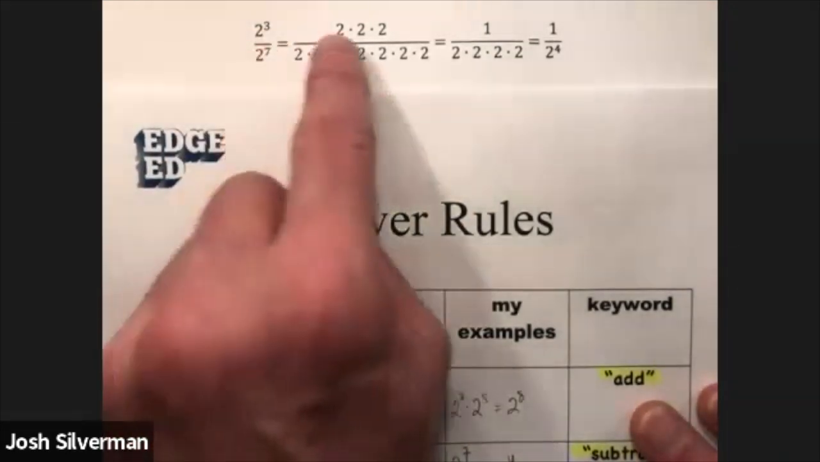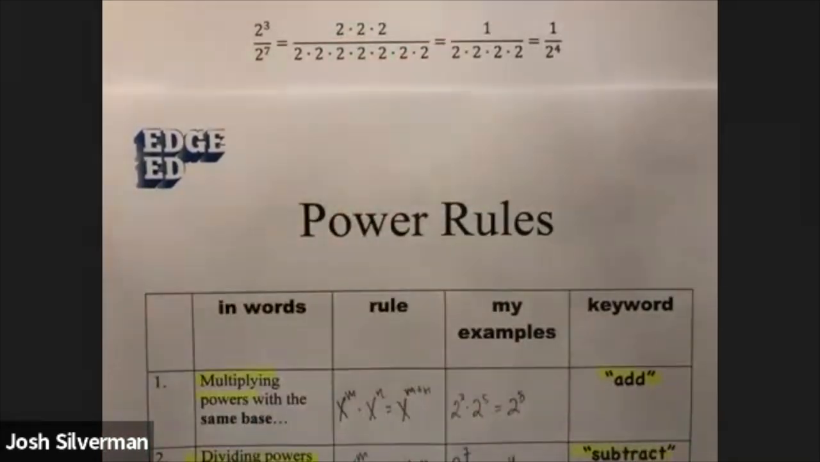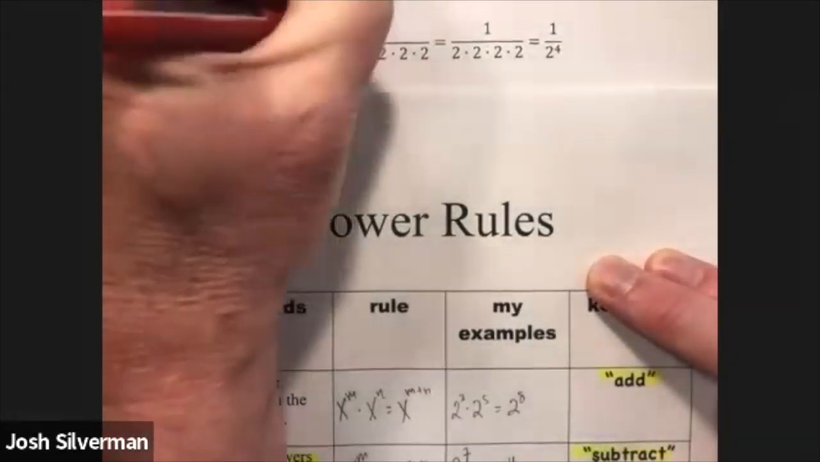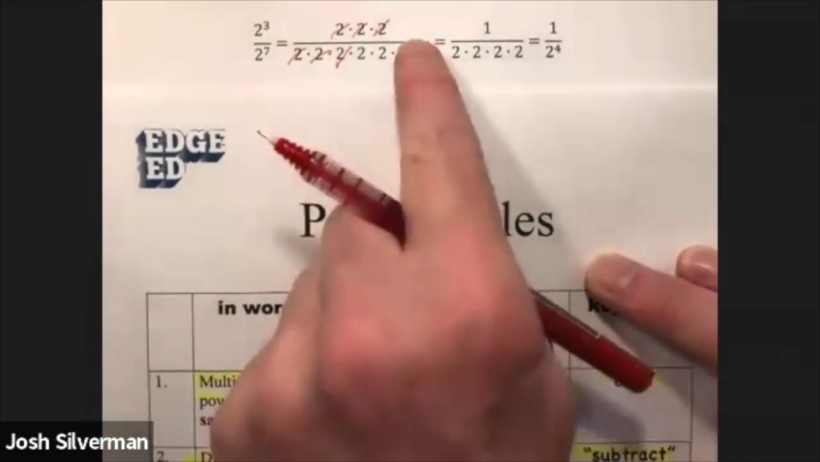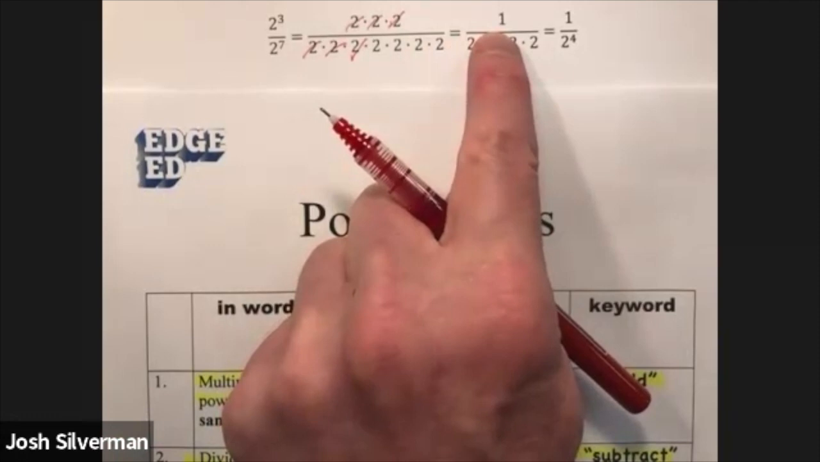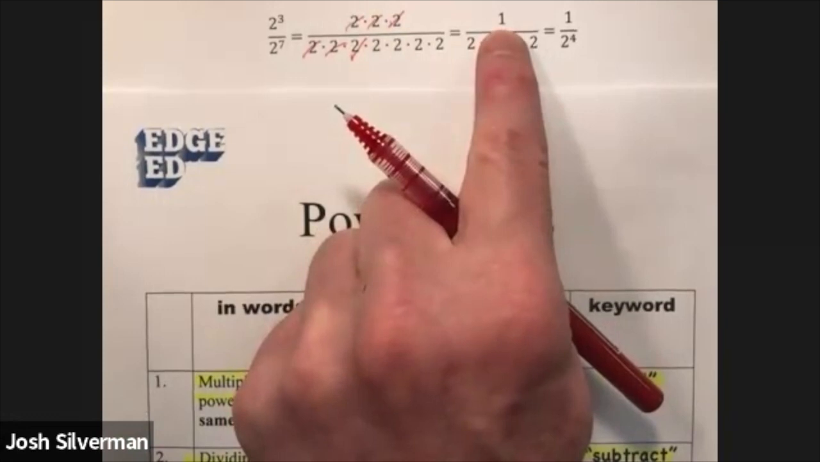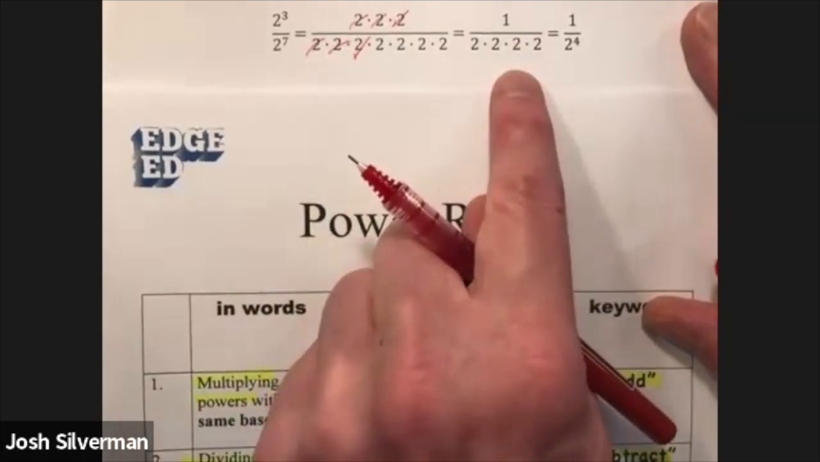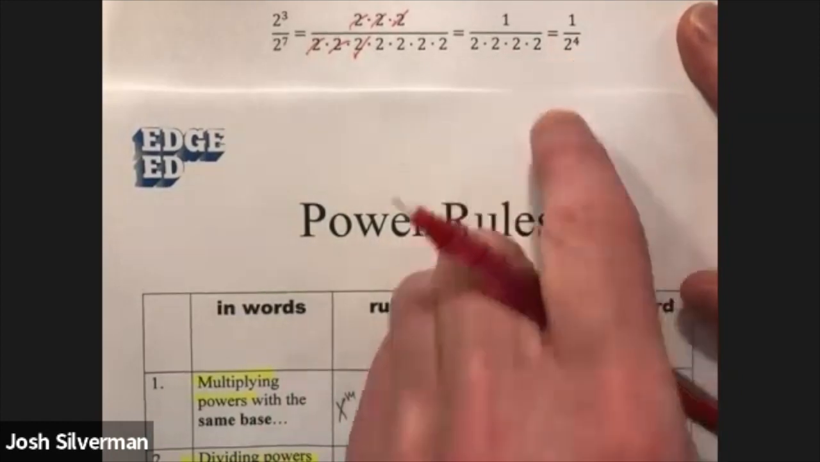Break it down. 2 to the third, that's like 2 times 2 times 2. 2 to the seventh, that's like 2 times 2 times 2 times 2 times 2 times 2 times 2. This 2 can cancel with that 2. This 2 can cancel with that 2, and this 2 can cancel with that 2. How many 2's are remaining? Well, there's none. There's not a single 2 left on the top. But we don't write a 0 because when you cancel using division, it does not leave behind a 0. It leaves behind a 1. What's left on the bottom? 4 2's. How could we write that? 1 over 2 to the fourth.